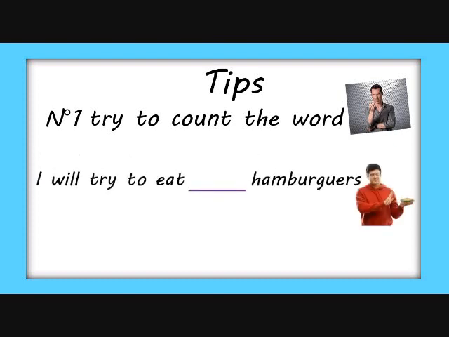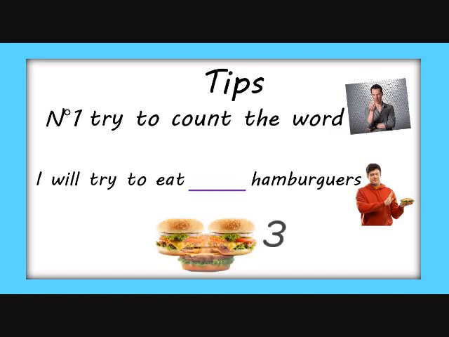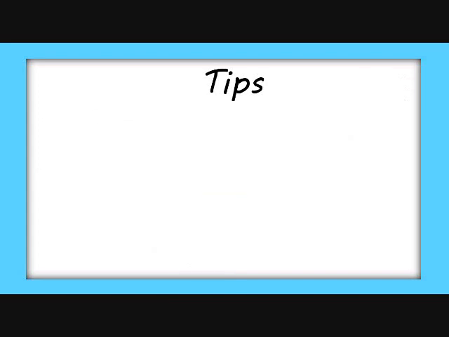I will try to eat hamburgers. In this case, try to count hamburgers. Count with me. 1 hamburger, 2 hamburgers, 3 hamburgers. As you can count it, then you have to use fewer. And we say, I will try to eat fewer hamburgers. Maybe you're trying to go on a diet.